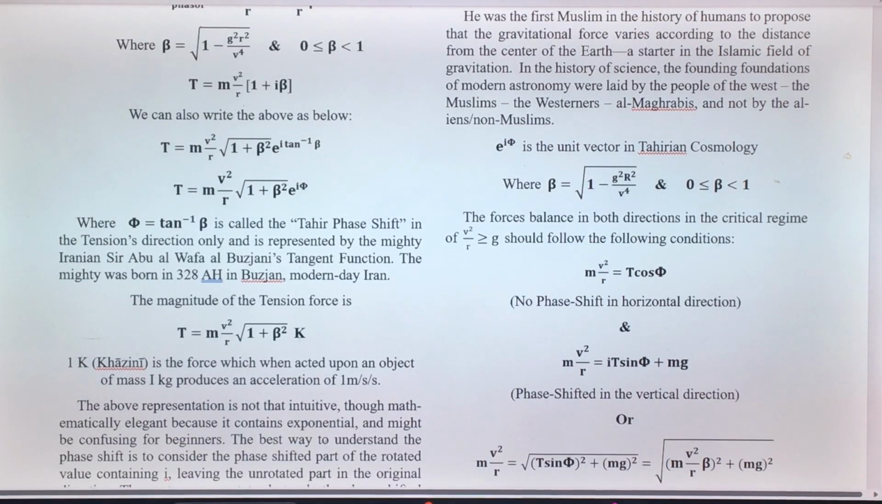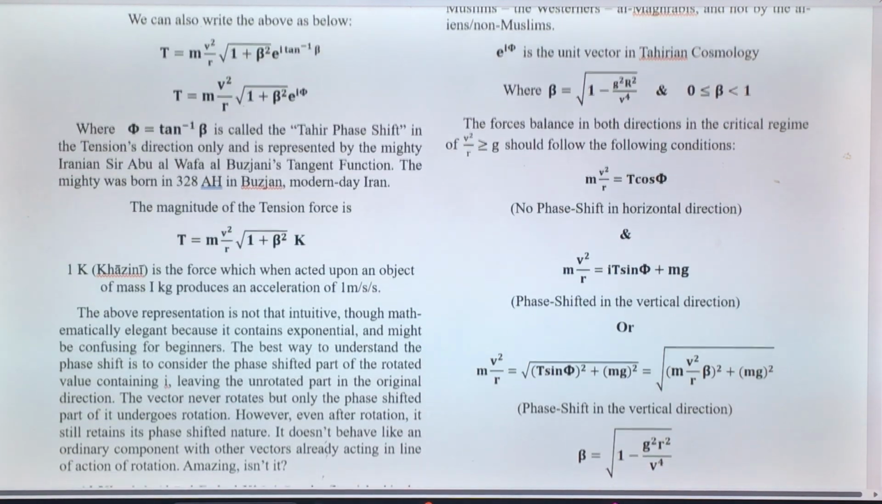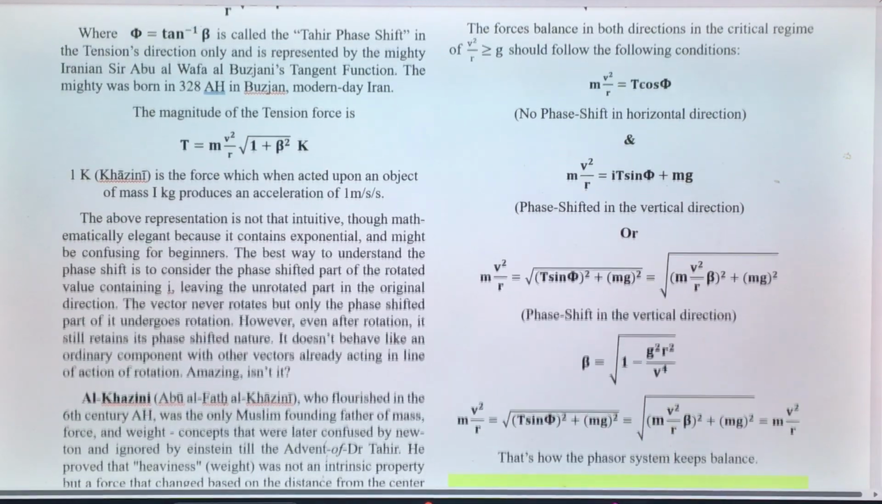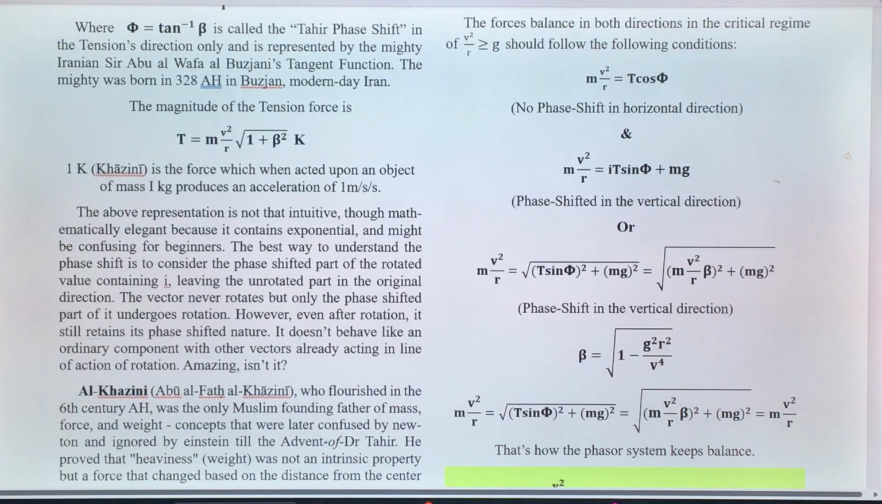The other part, mv square over r beta, rotates in the direction of mg to support it against the upward force, mv square over r. Okay, so no phase shift in the horizontal direction. mv square over r is equal to T sine phi plus mg. Guys, again non-intuitive, confusing, highly intuitive but confusing. Phase shifted in the vertical direction only. Or mv square over r is equal to T.